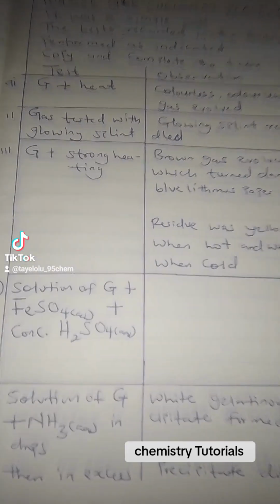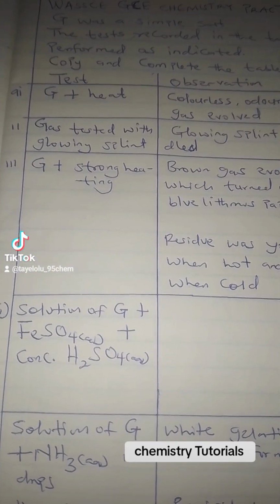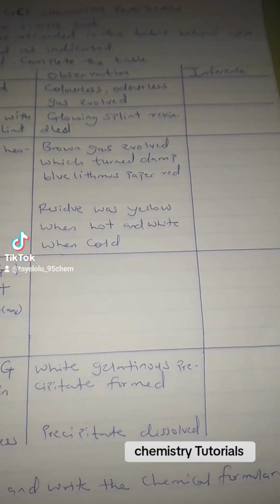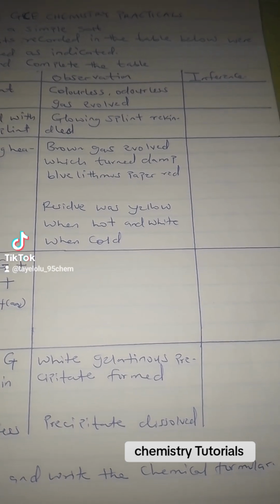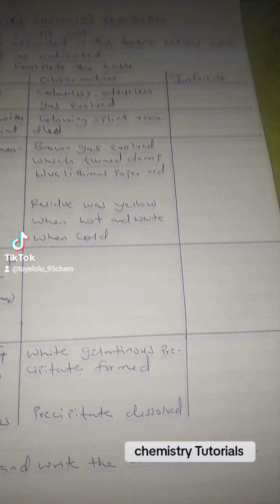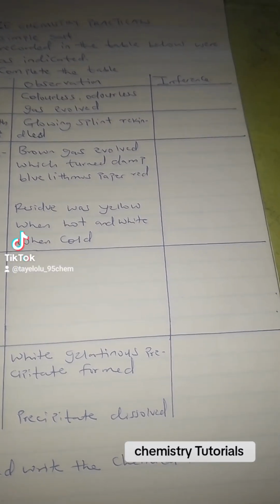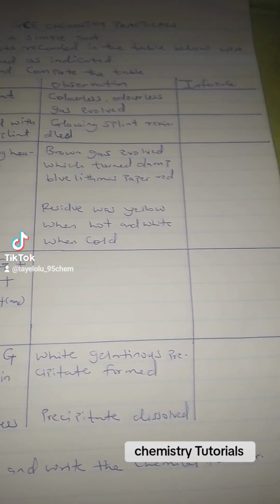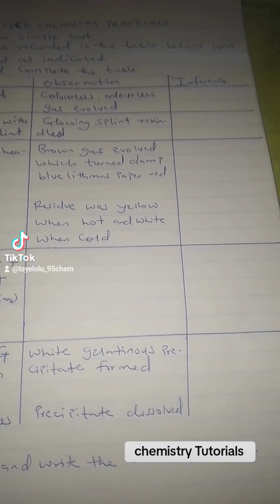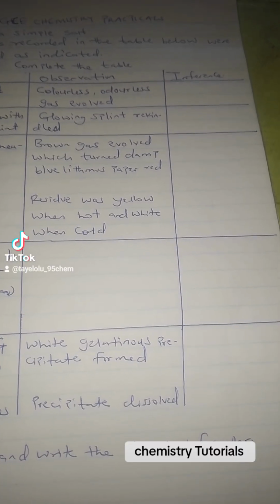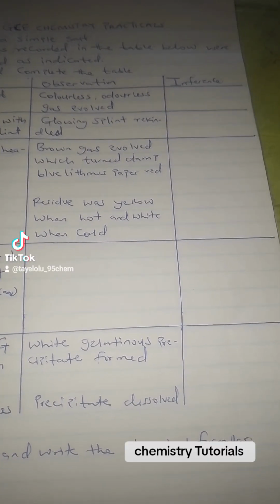Now look at the first test. G plus heat, that is, G was heated. The observation gives a colorless, odorless gas evolved. Now, for this kind of question, I would advise strongly that you don't write anything in the first inference. Reason being that there are quite a number of gases that are colorless and odorless. So you need more observations to know what the exact gas would be.